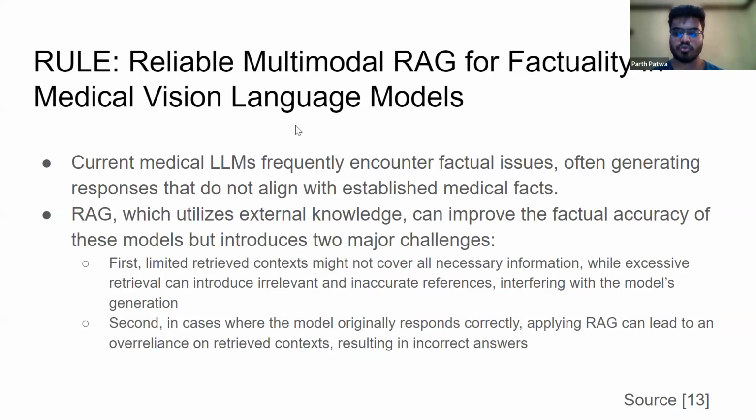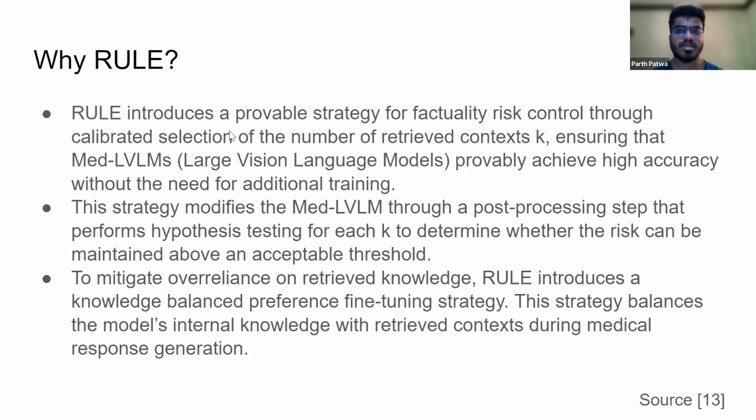Then we come to rule-based multimodal RAG, where again it is for the medical domain. And here what we do is when we are retrieving the documents, we are also giving them a score which tells us the factuality risk of that document. So if the factuality risk is high, which means the document is more likely to be incorrect, then we drop that particular document.